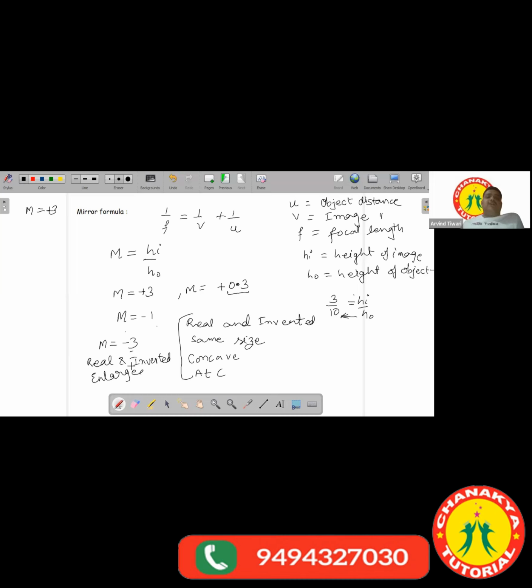How are we getting all this? We are getting this from this formula, magnification equals height of image over height of object. So from this we are getting all this information. If you are able to extract this information, you will not get stuck in any of the questions. Okay. So the formula of magnification is M equals HI by HO, and it is also equal to minus V by U.